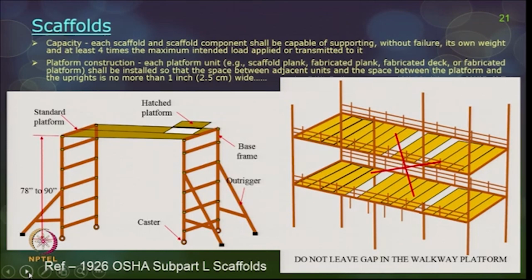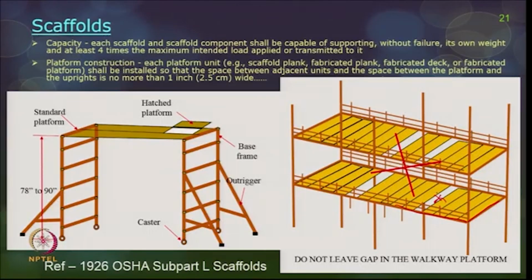And platform construction: each platform unit shall be installed so that the space between the platform and the uprights is not more than 1.5 centimeters wide. Between your standards and the scaffold planks, you can have not more than a 1 inch gap. Between the scaffold planks you should not have any gaps, and they should be arranged closely like this. These are the outriggers, used to keep a mobile scaffold fixed in position, and you can also have hatch platforms for movement of people and material.